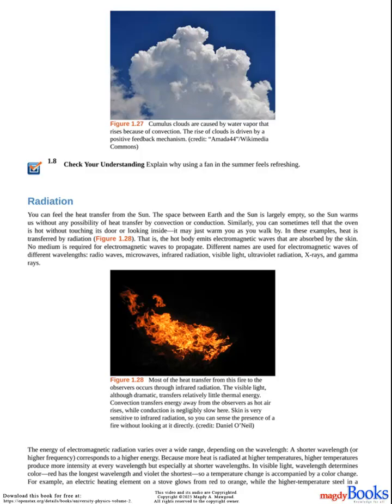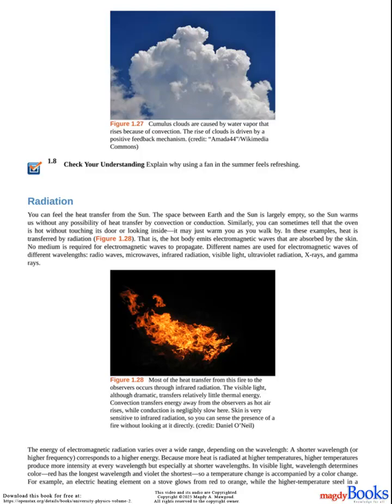In these examples, heat is transferred by radiation, figure 1.28. That is, the hot body emits electromagnetic waves that are absorbed by the skin. No medium is required for electromagnetic waves to propagate. Different names are used for electromagnetic waves of different wavelengths: radio waves, microwaves, infrared radiation, visible light, ultraviolet radiation, X-rays, and gamma rays.